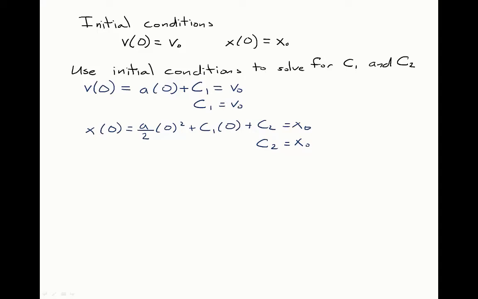So that tells us that our final equations, our velocity as a function of time is at plus v naught, and position as a function of time is 1/2 at squared plus v naught t plus x naught. These are our familiar kinematics equations.